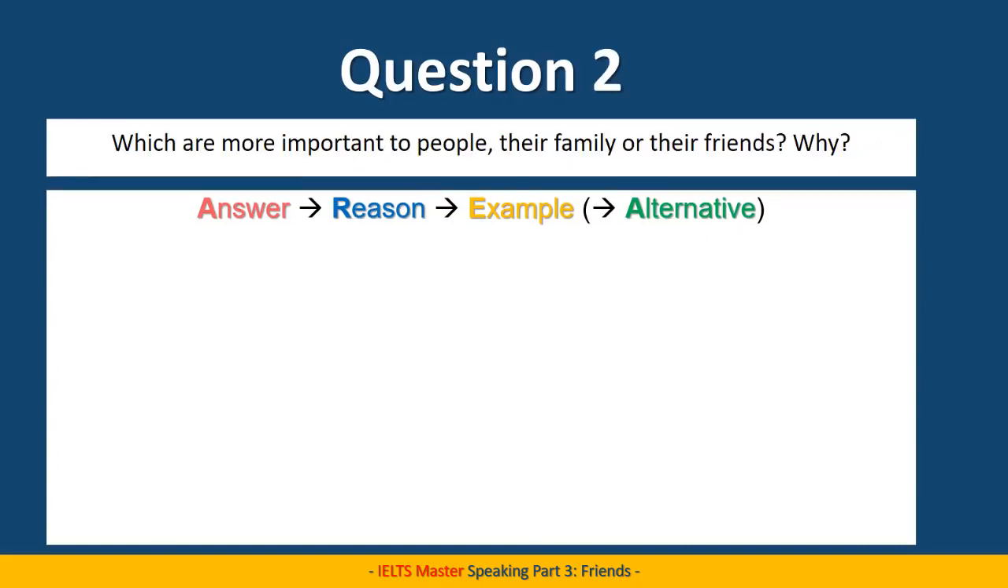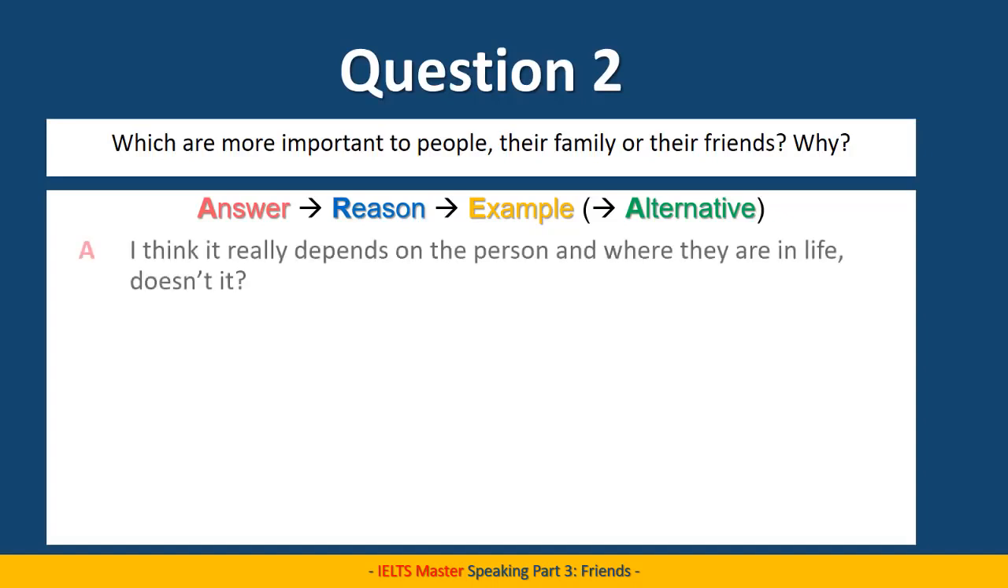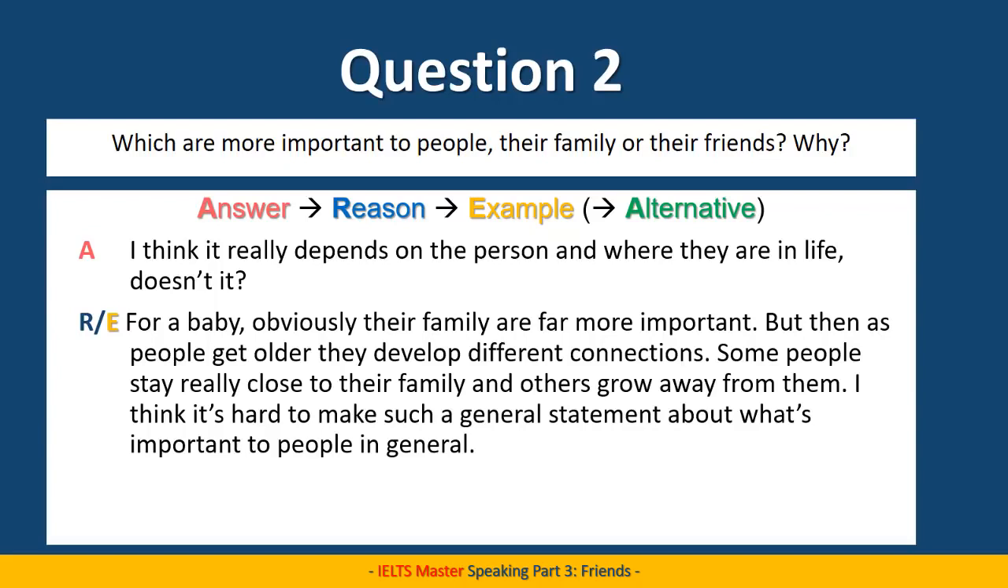Next question, number 2. Which are more important to people, their family or their friends, and why? I think it really depends on the person and where they are in life, doesn't it? For a baby, obviously their family are more important, but then as people get older, they develop different connections.